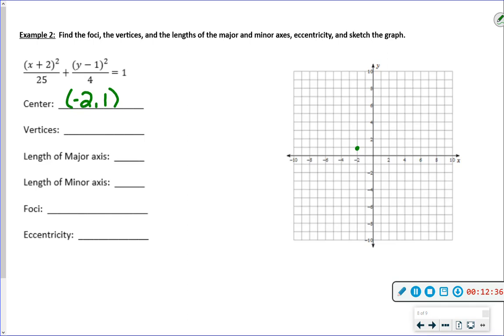1, 2, 3. Okay, 4 under y. It's the square root of 4. 2, so up 2, down 2 from the center. Let's try to draw our oval here. Could be better, could be worse. Okay, vertices. Are they the left and right points or the top and bottom? Left and right on our major axis, our longer axis. So I'm just like, okay, I'm at negative 7, 1, and I'm at 3, 1.